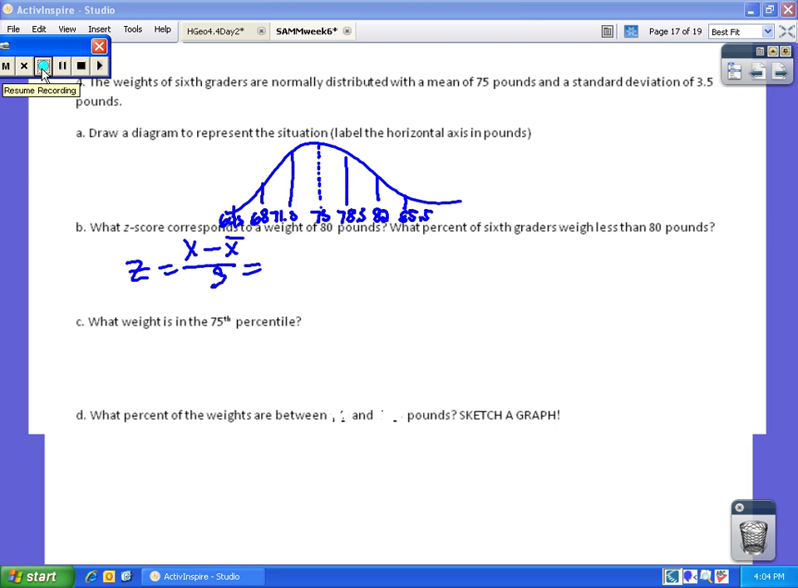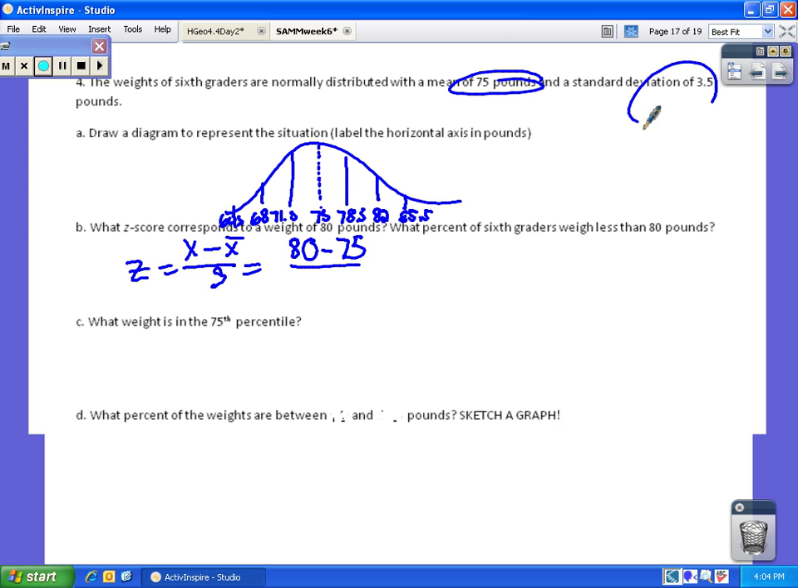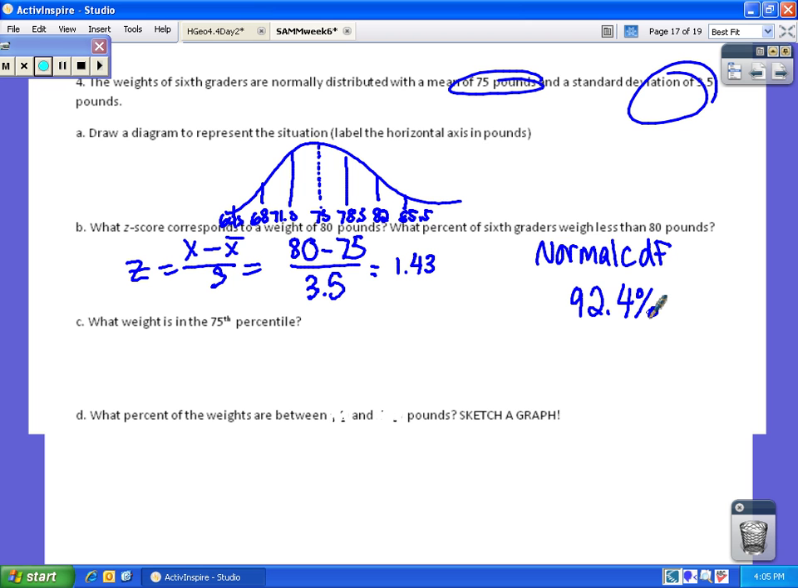To find the z-score that corresponds to a weight of 80 pounds, I'm going to use my z-score formula, x minus x bar over s. I plug in 80 for x, my mean was 75, and my sigma, or my s, was 3.5. I get a z-score of 1.43. Whenever I plug that into the calculator, using normal CDF, I get 92.4% are less than 80 pounds.